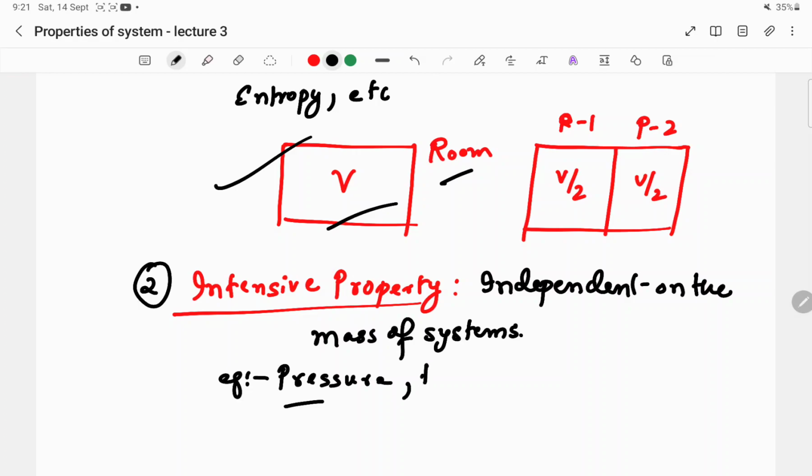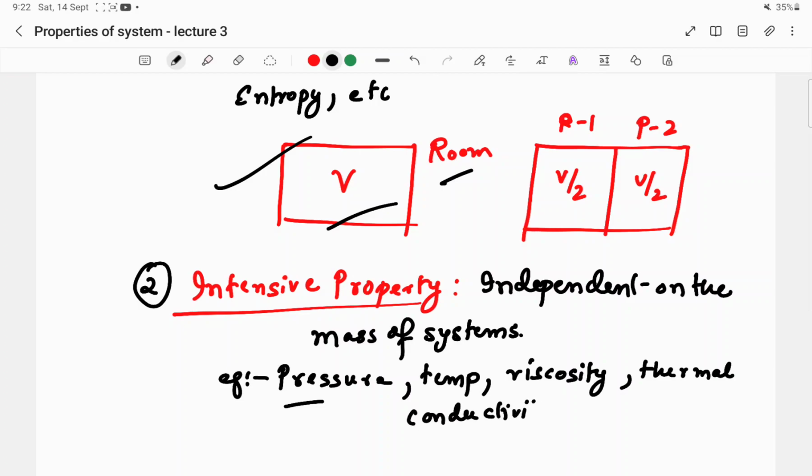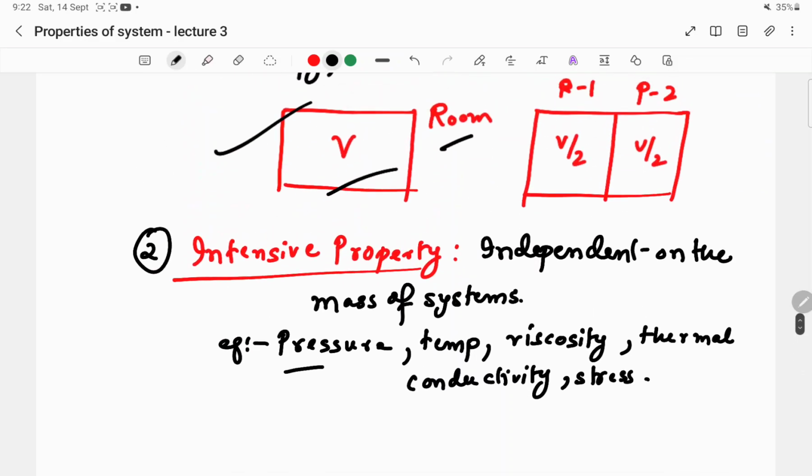Okay, then pressure, temperature, and there are also viscosity. You will be studying it in fluid mechanics. When I will be teaching you the fluid mechanics series, we will discuss what you mean by viscosity. There is thermal conductivity. It will be in the heat and mass transfer subject. If I start that series also, we will explain what is thermal conductivity. And also the stress.